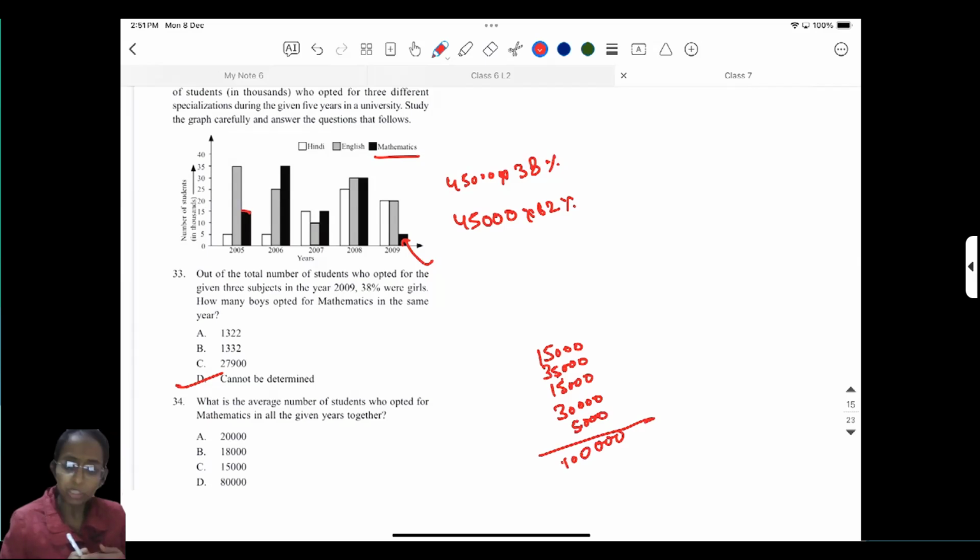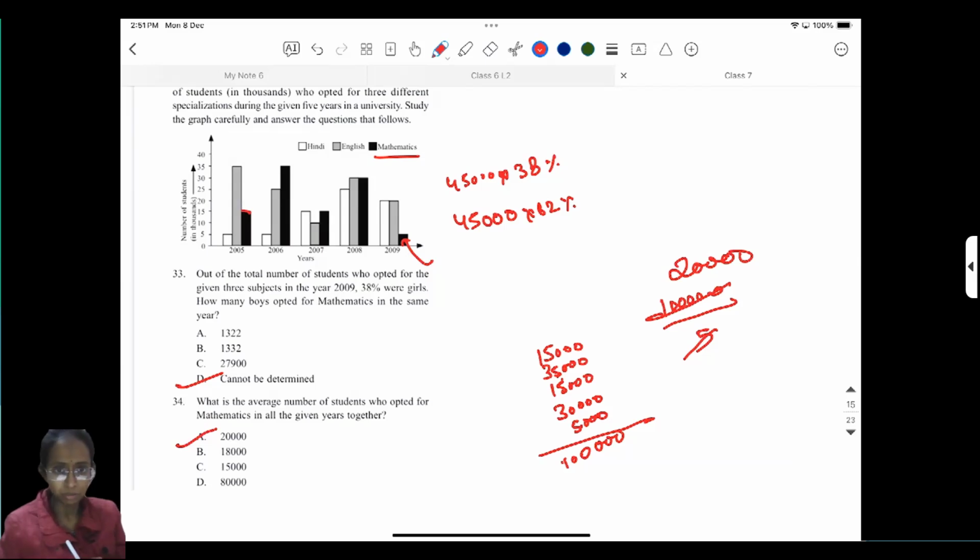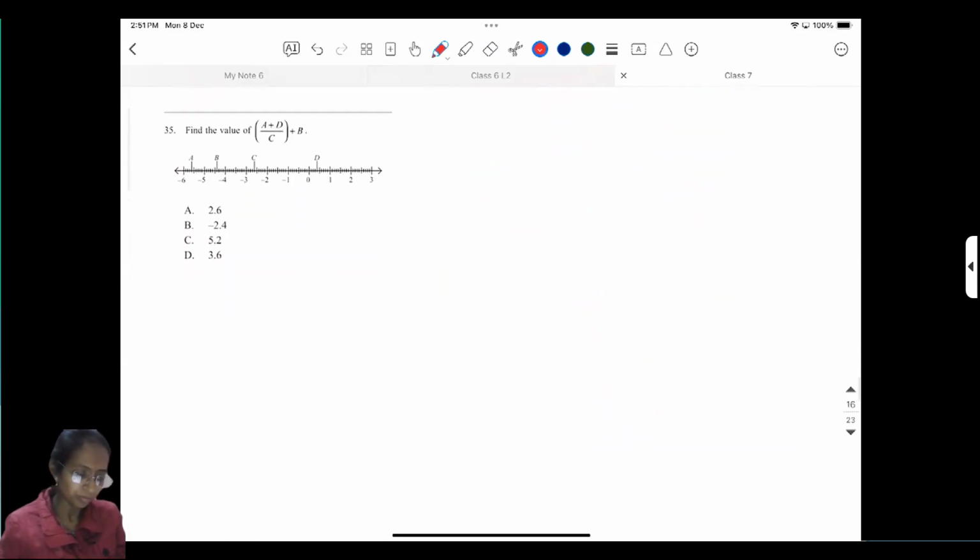1 lakh. Now we need to find the average of the students who opted. So this 1 lakh will be divided by 5 years, 5 such years. So the average will be 20,000, right? Average is the mean. That means the total of all the number of students who opted for mathematics in all the 5 years divided by 5. That is the average.